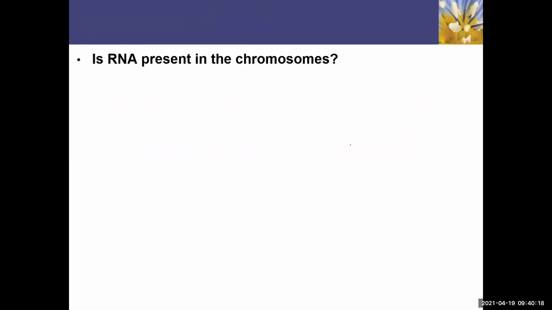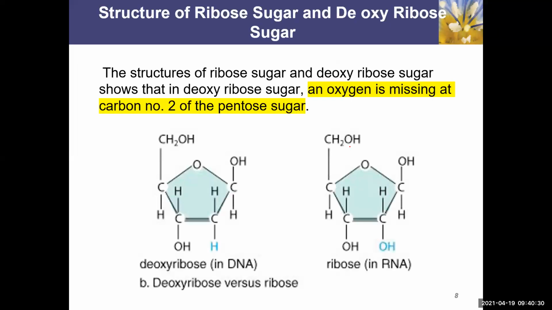Is RNA present in the chromosome? We just discussed that. No, we don't have RNA in the chromosome. We just have DNA along with the histone proteins present in the chromosomes. No RNA in the chromosomes.